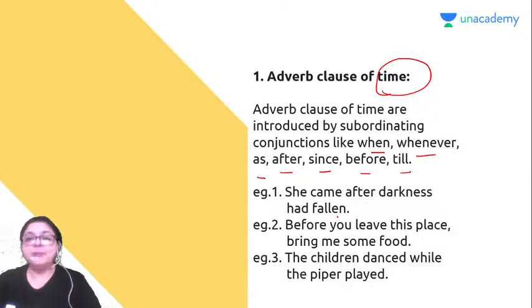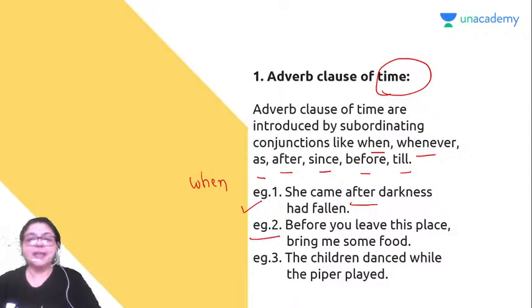She came after darkness had fallen. That is the example. So I am using the adverb clause of time. Time. When? When I say time, what question am I asking? When? When did she come? After darkness had fallen. So that is the answer.